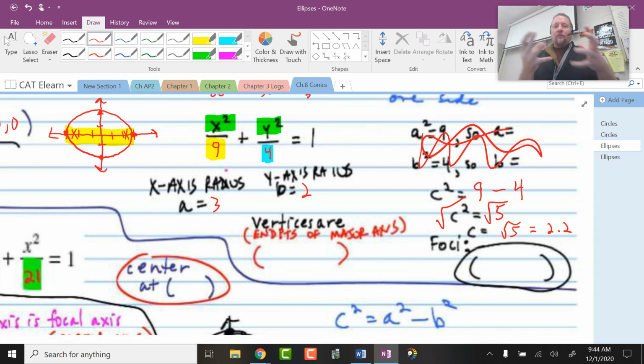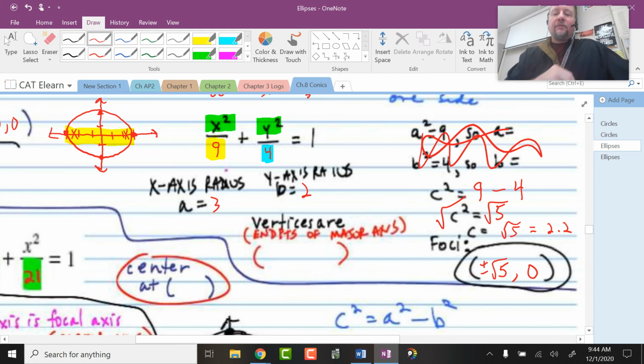So that holds true with the string demonstration. The x's are where the tacks are. All right, and that's the best I can do on that. So what did I do for that move? I went right, left, root 5, and then up, down 0 because of the center. So from the center, I went right, left, root 5.